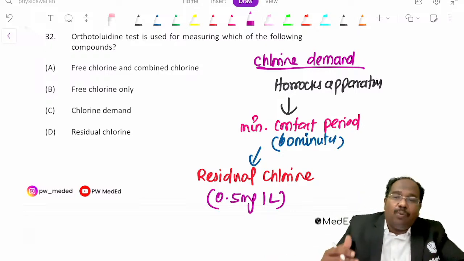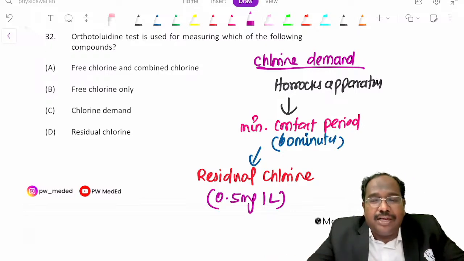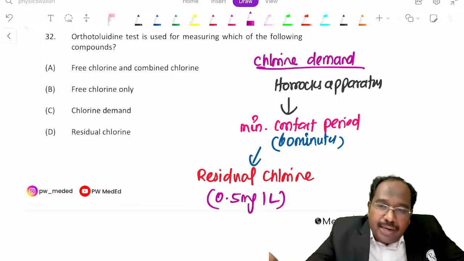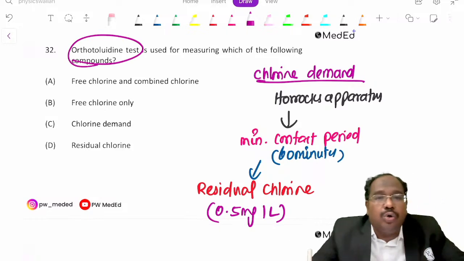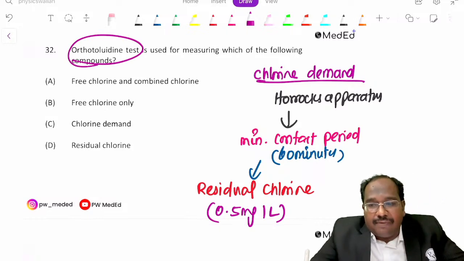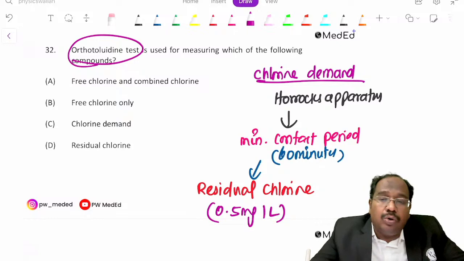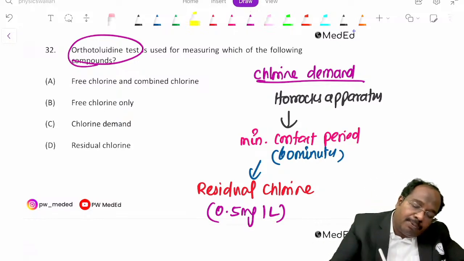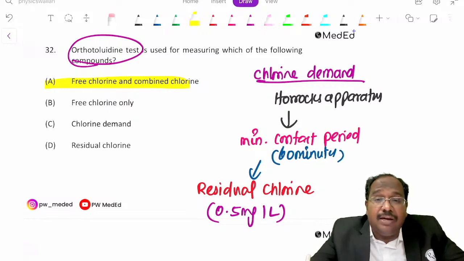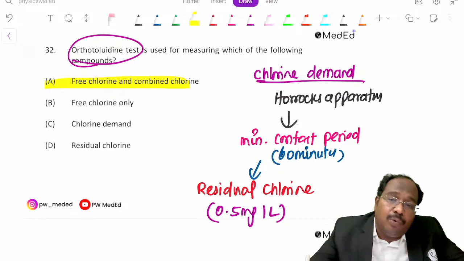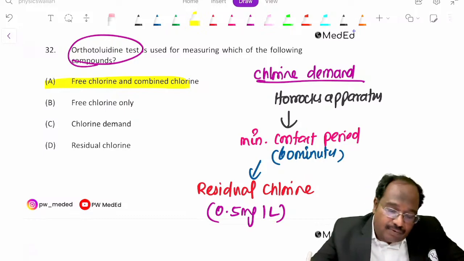Now water is coming to your house, and you want to check whether the water is chlorinated or not. For that purpose we have the test called the orthotoluidine test. The answer is that it identifies both types of chlorine, guys: free chlorine as well as combined chlorine. When chlorine is in the water and you add the reagent, it will turn yellow in color.